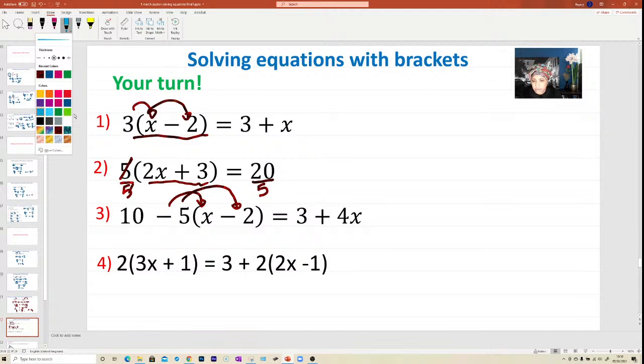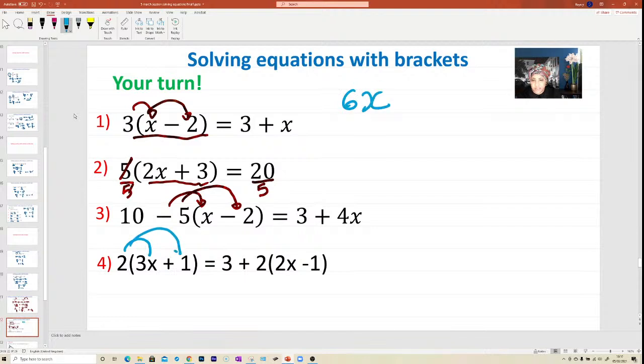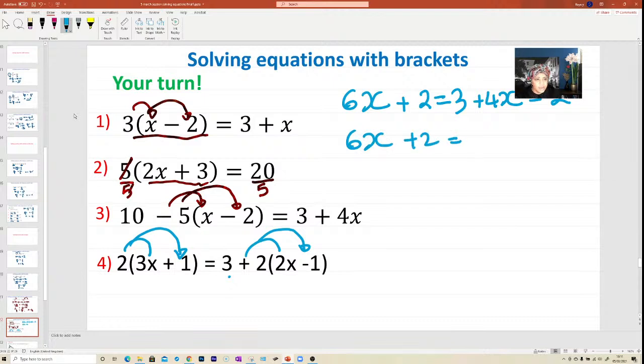We got 2 times 3x, that's going to give us 6x. 2 times positive 1, that's going to be plus 2, equals 3, it's on its own. Positive 2 times 2, that's going to be plus 4x. And then positive 2 times negative 1, that's going to be negative 2. So now let's bring this down first. 6x plus 2 equals 3 take away 2 is 1 plus 4x.